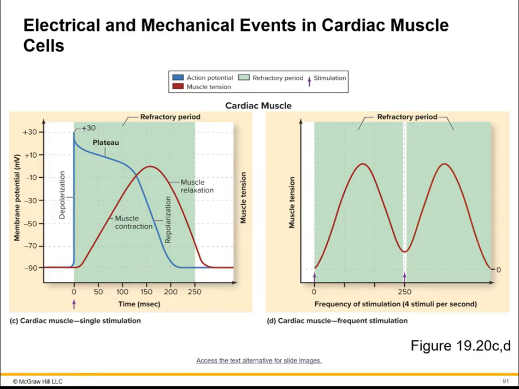If the cardiac cells could go into tetany, the heart would not be able to pump and you would die. So you need your muscle cells in the heart to be able to relax almost completely in order to allow the heart to fill with blood and in order to be able to pump blood out with the next contraction.